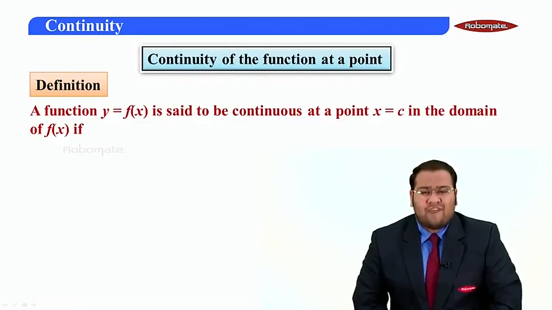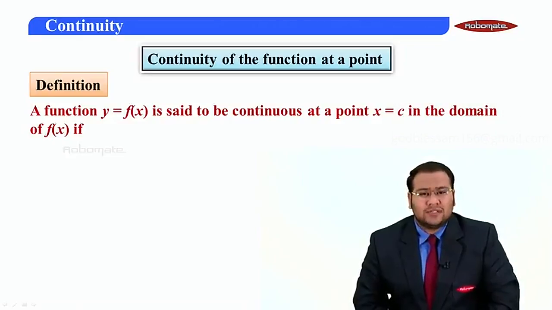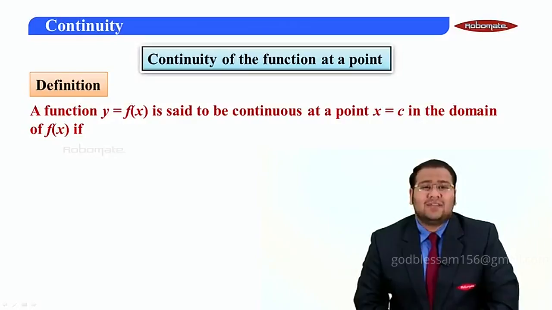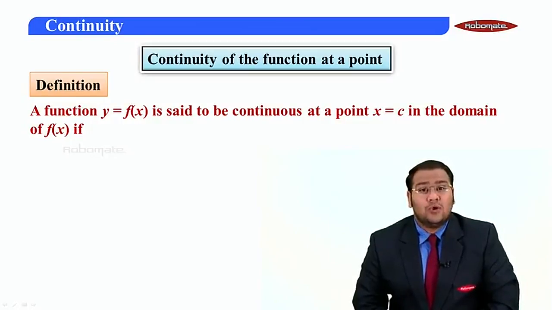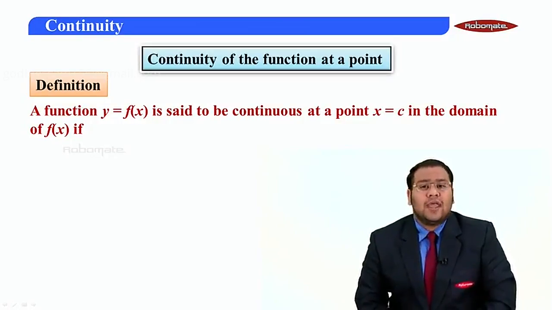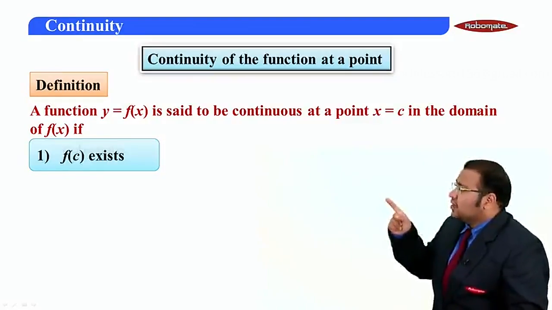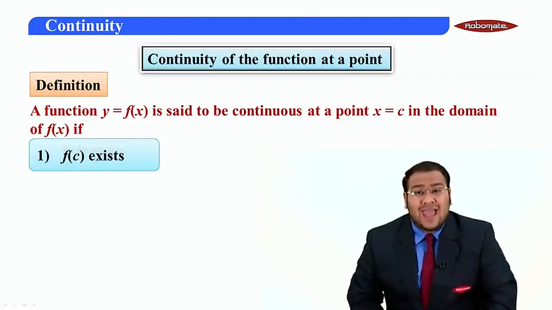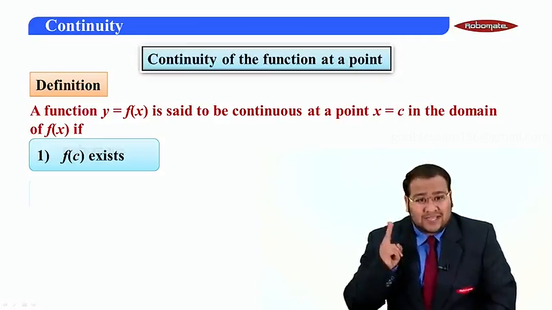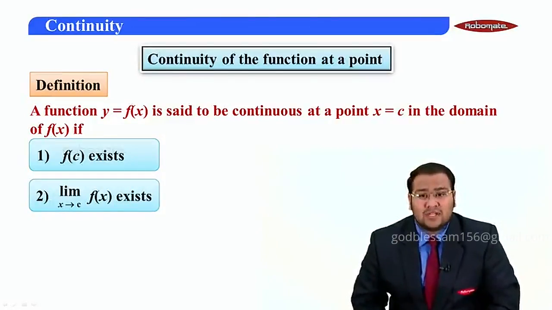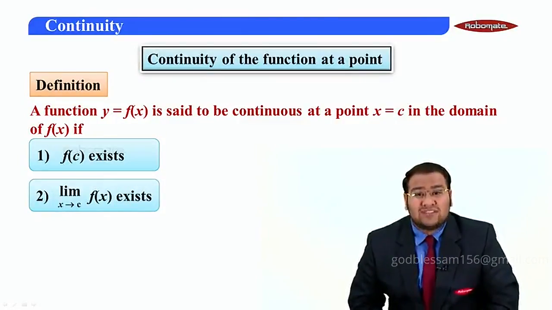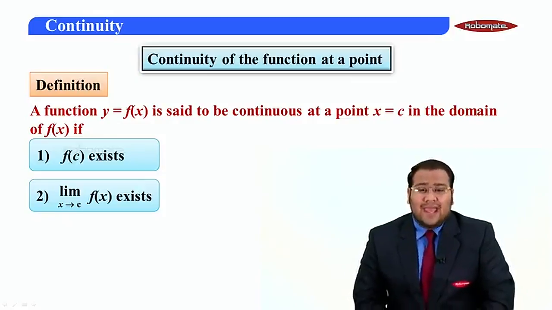A function y is equal to f of x is said to be continuous at a point x is equal to c in the domain of f of x if we have the equations as follows. All these are the conditions. The first condition says f of c exists. Second condition says limit x tending towards c, f of x exists.